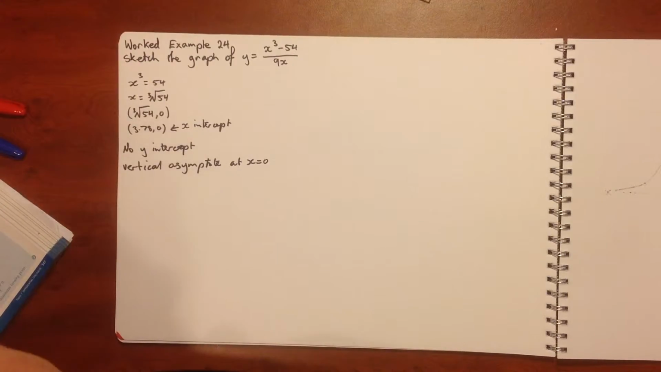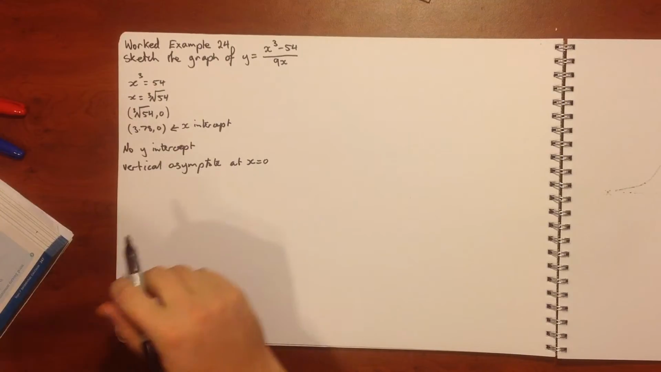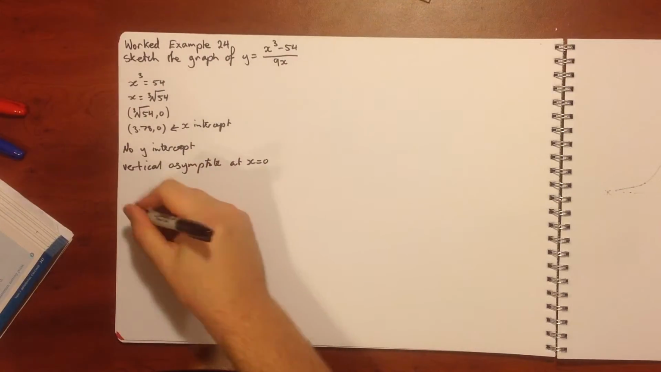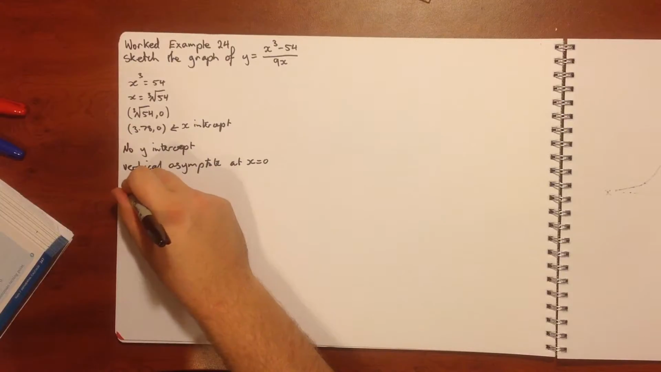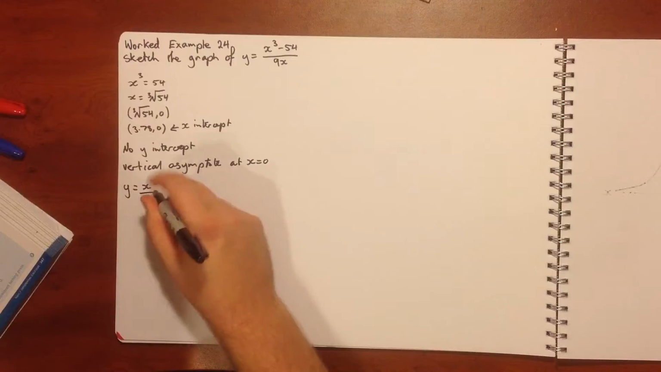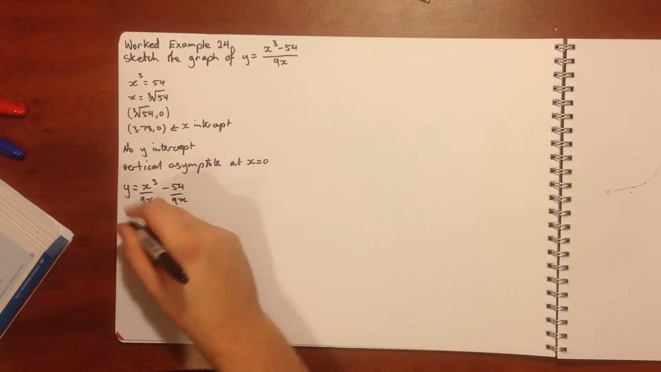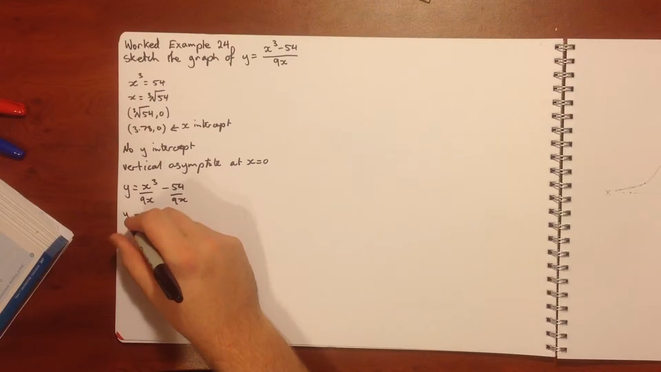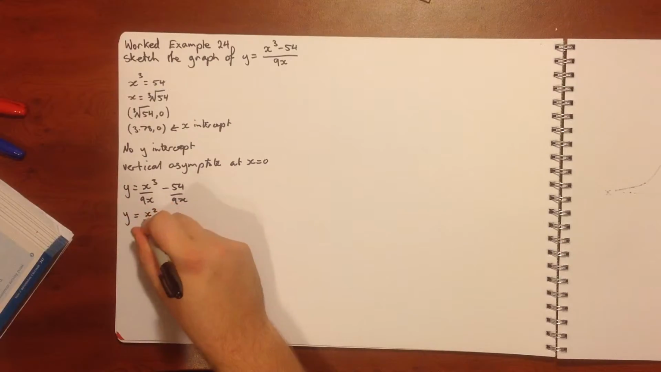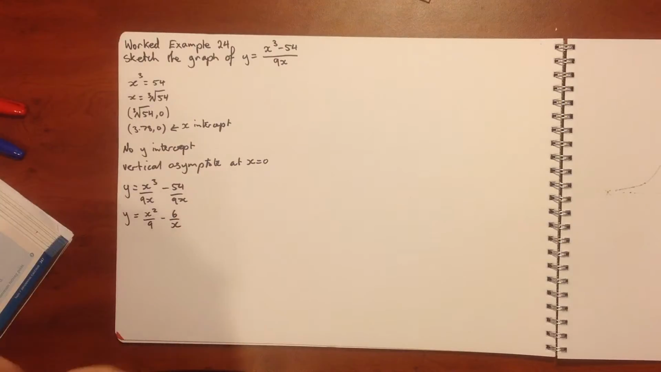Now we can simplify our expression. Here we can split it up into two parts. We can say that y equals x cubed over 9x minus 54 over 9x, so y equals x squared on 9, take 6 on x.